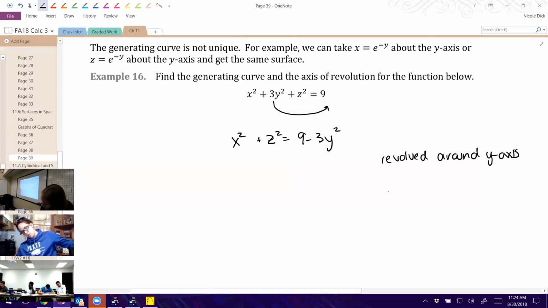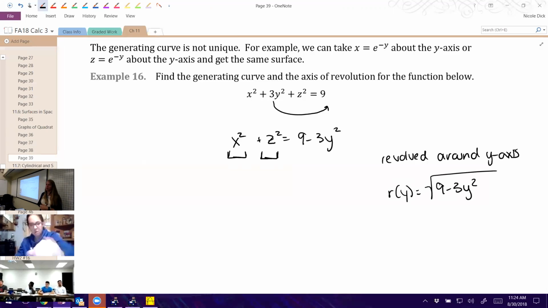The generating curve, or the r, is just going to be the square root of that right-hand side. Why did you pick y? Could you have done it with any term? No, because you want to have x squared have a coefficient of 1 and z squared have a coefficient of 1. If I would have moved the z squared term over, there's really no way to get both of those to have a coefficient of 1. So if it was 3x squared instead of 3y squared, would you move the x one over? Yep, if it was 3x squared instead of 3y squared, I would have moved the x squared over.